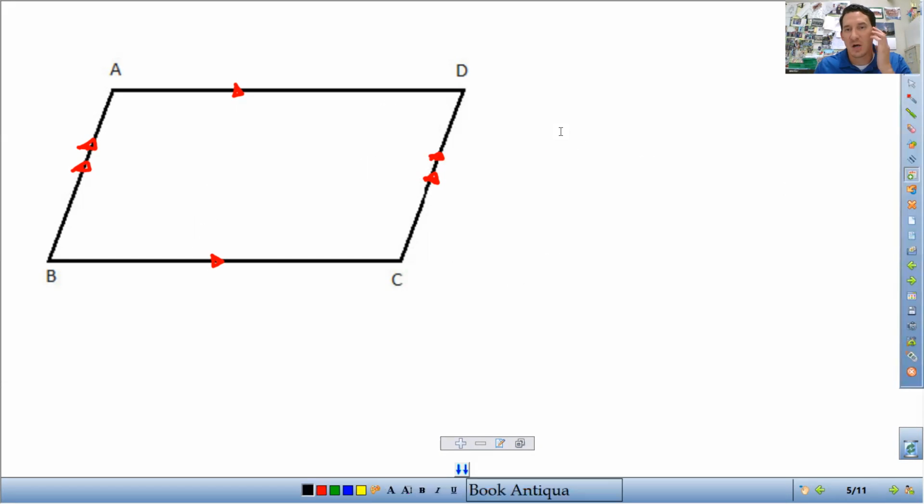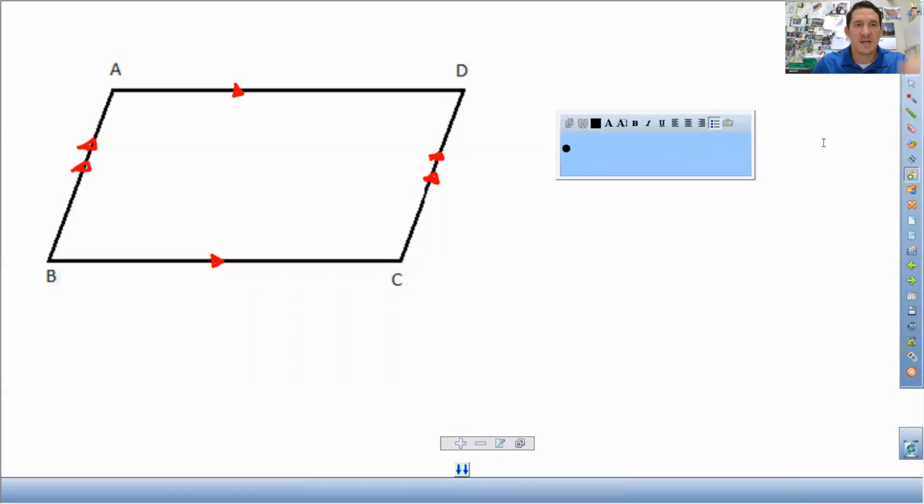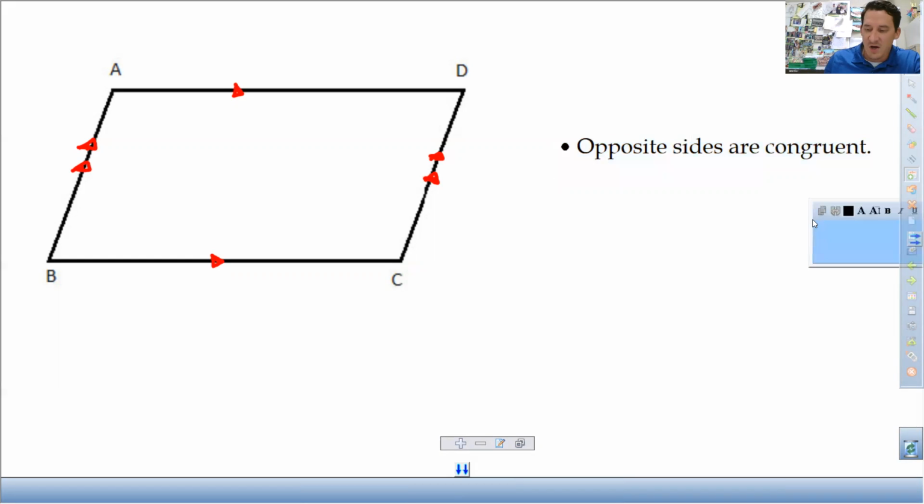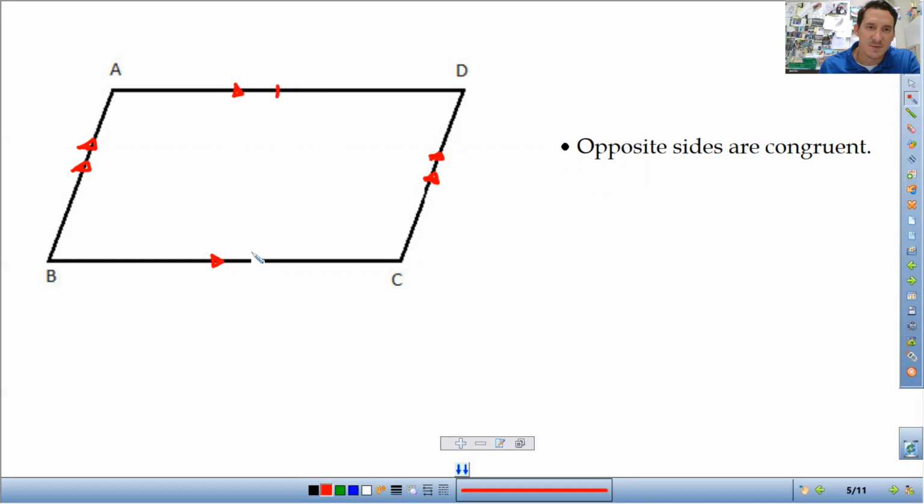The important properties that we need to talk about, we'll start off sticking with the sides. Opposite sides, not only are they parallel, they are congruent. So mark those off. That means they have the same length. So this one here is the same as this one down here. If this is like 10, this is also 10. And then this side is congruent to that side.